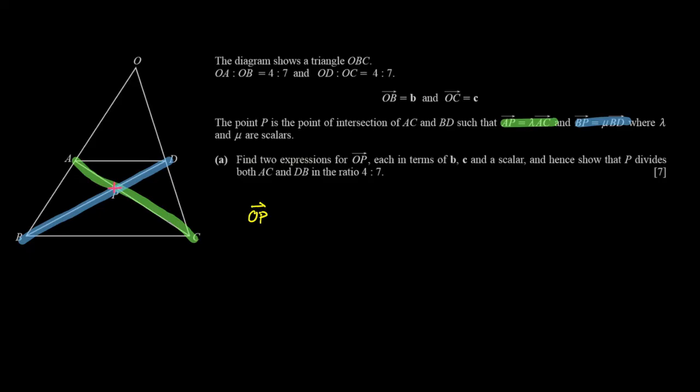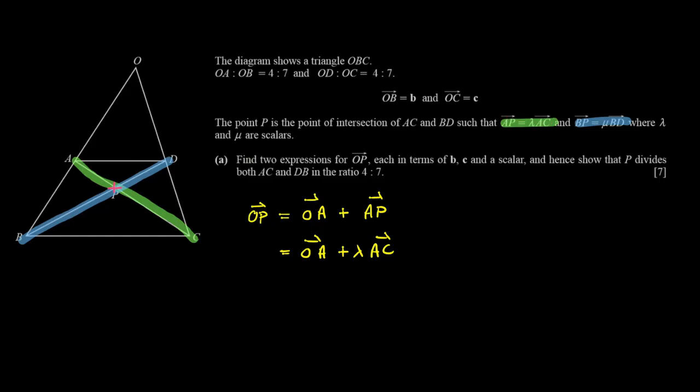Okay, so how can I do it in terms of the green line? Firstly, I've got to go from O to A, and then from A to P. So that's what I'm going to write. I'm going to say OP is equal to OA plus AP. But what is AP? Well, AP is equal to lambda lots of AC, right? Because that's what we're told in the question. So we've got lambda lots of AC.